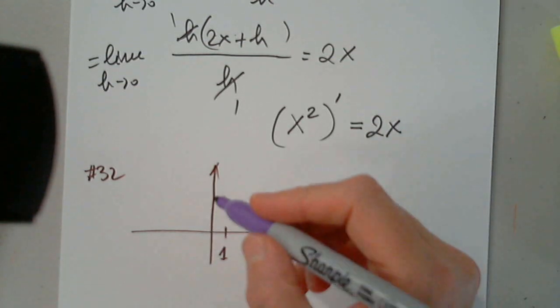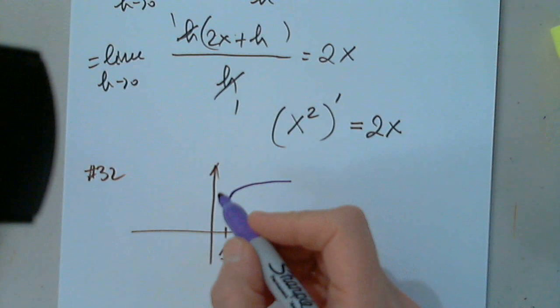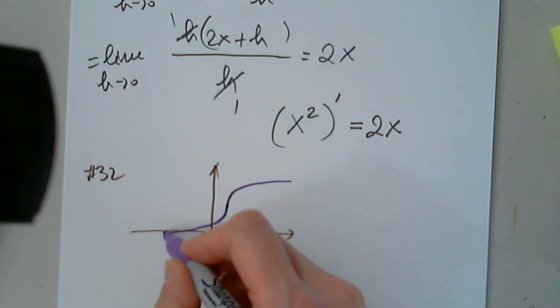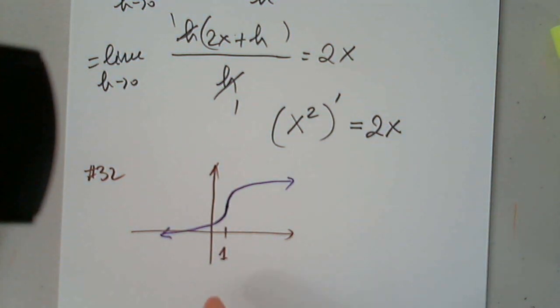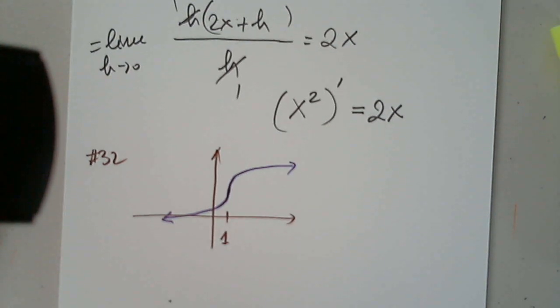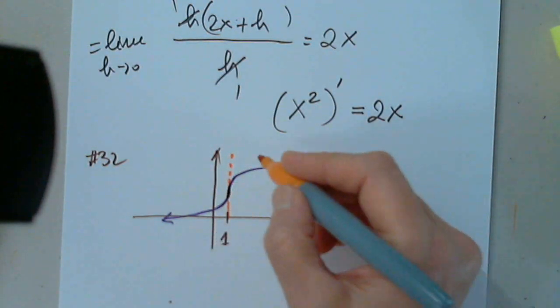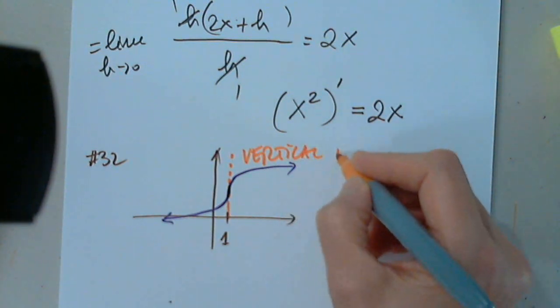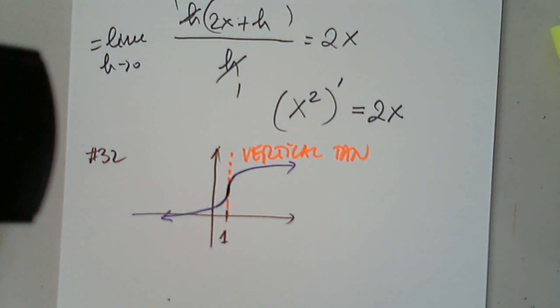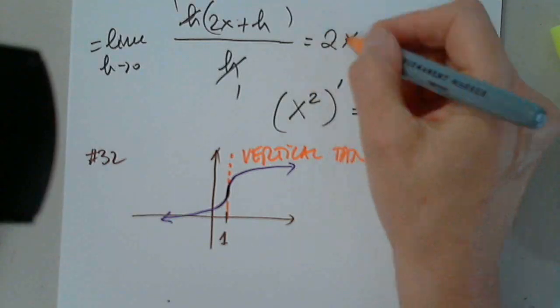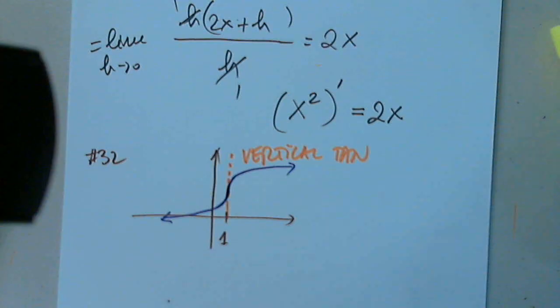I can only think of one thing. That x equals 1 is continuous? Yes. Is it differentiable at x equals 1? No, because it's vertical. Vertical tangent. So it's not differentiable because that limit is infinity. This limit of the difference quotient is infinity. Very good.